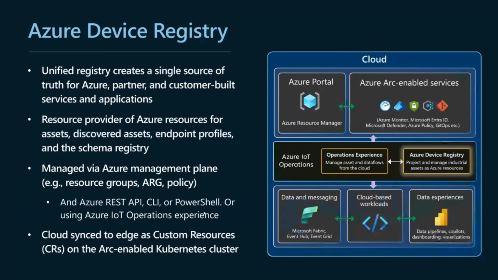Think of it as a resource provider in Azure for assets. So whether that's a wind turbine or a CNC machine, all of those assets can now be represented as ARM resources. What does that mean for our users? That means they're able to use that Azure management plane, whether that's resource groups or ARG or Azure policy. They're able to use all of that with their assets. And on top of that, all of those assets are synced down to the edge by ADR and exposed as custom resources on your Kubernetes cluster.